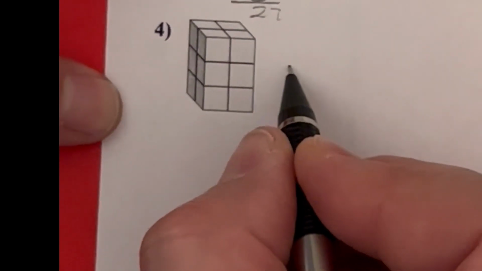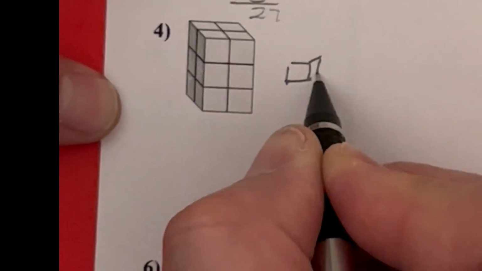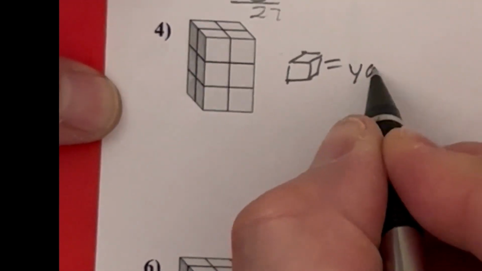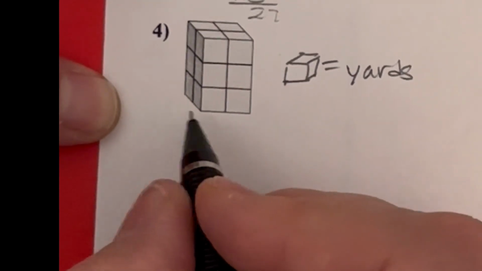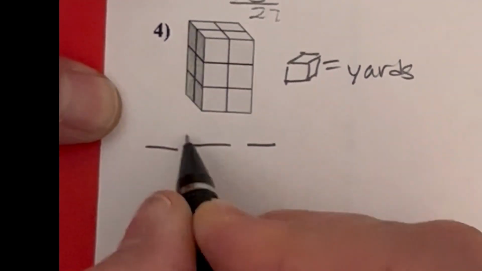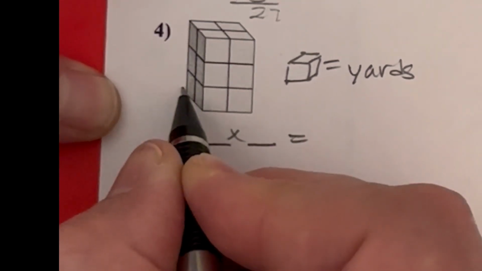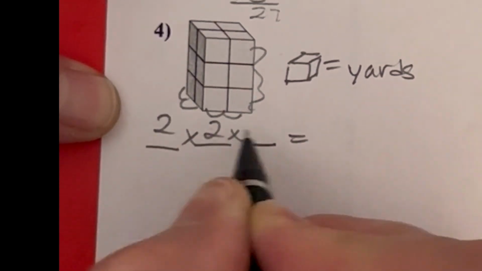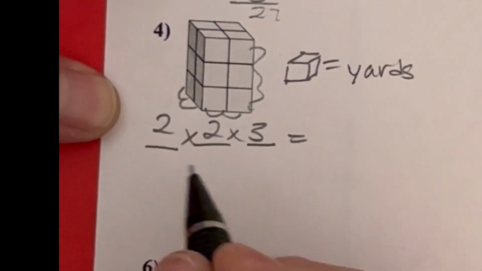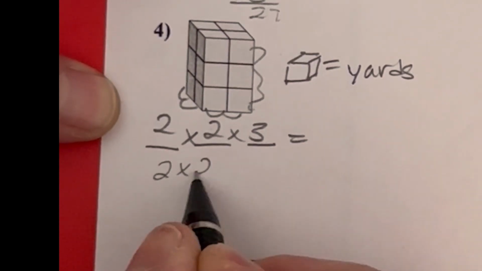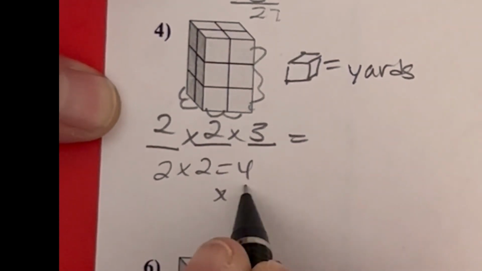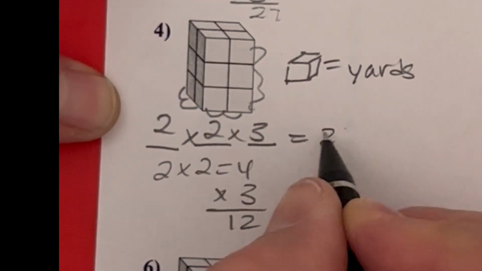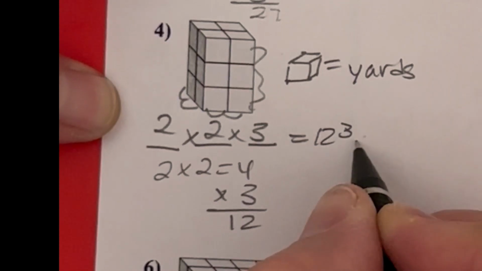Let's do another one. This time, we'll do the measurement first. Let's say it's cubic yards. Okay, set up our formula. It's 2 times 2 times 3. So we know 2 times 2 equals 4 times 3 is 12. So we have 12 cubic yards.